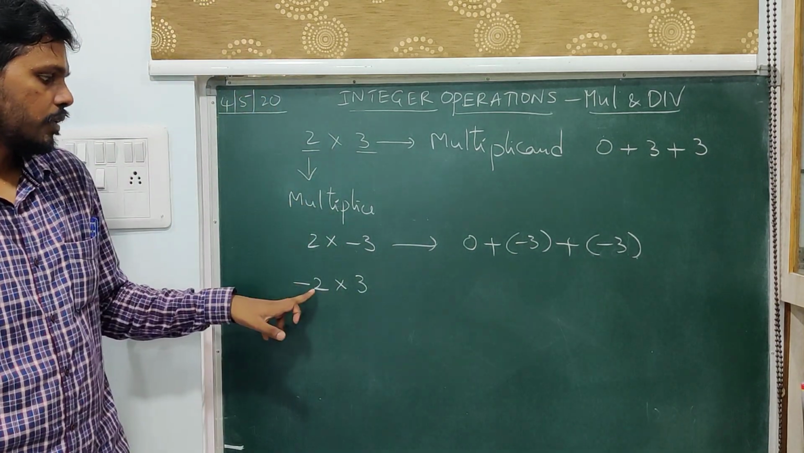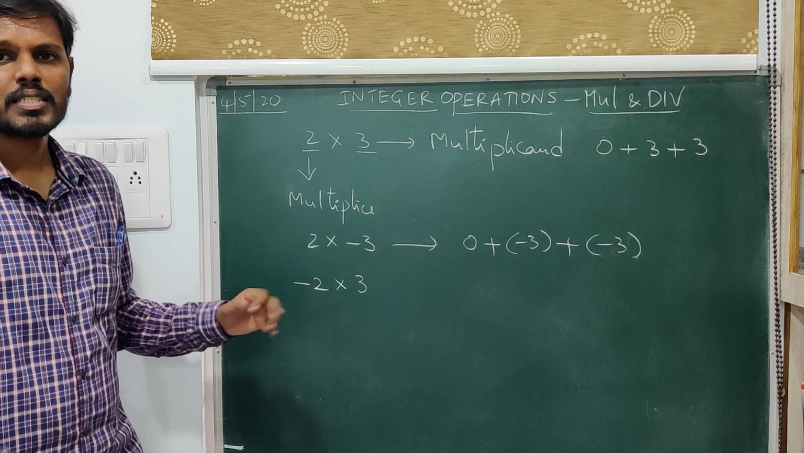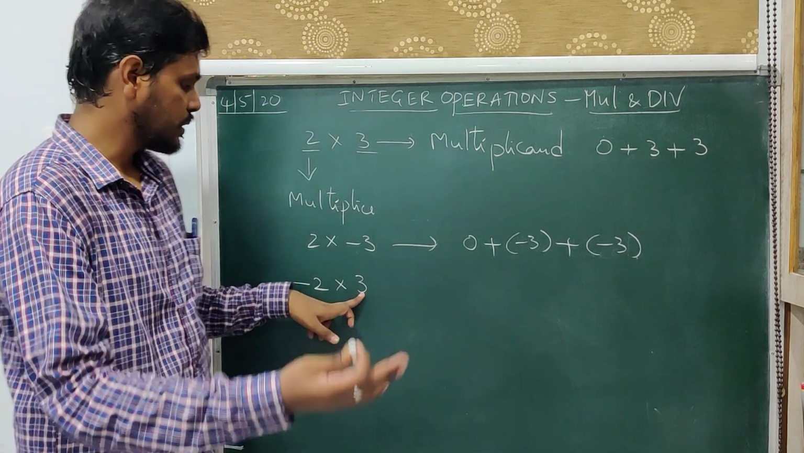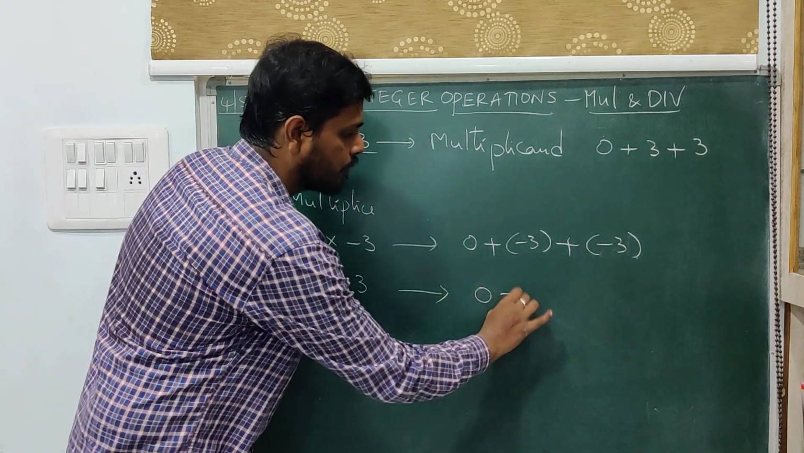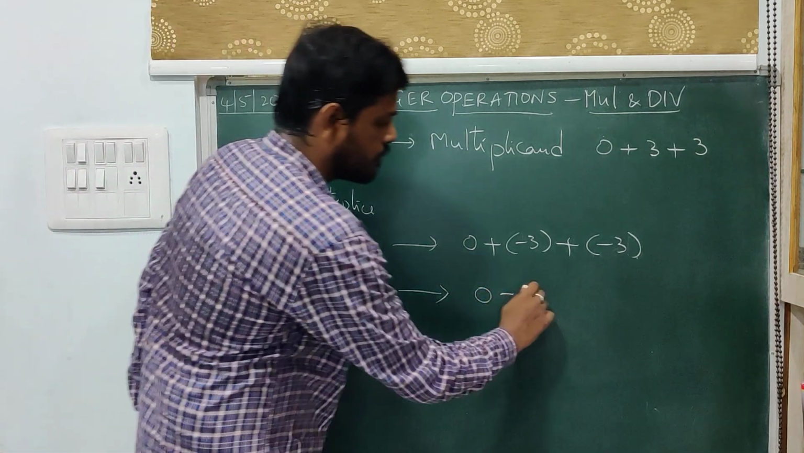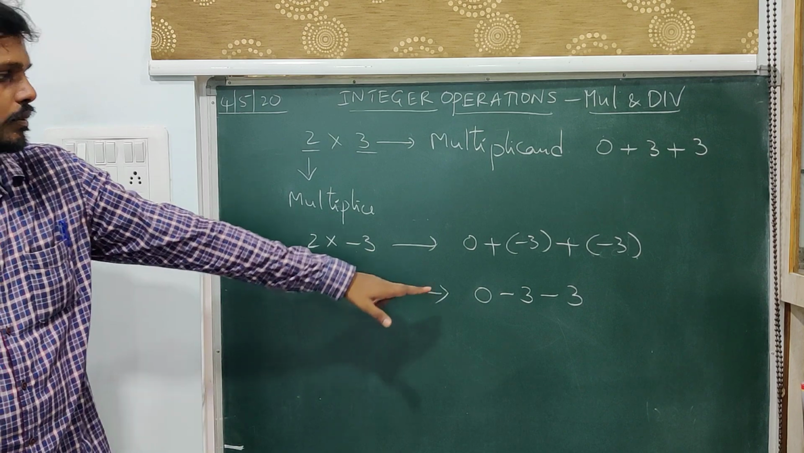To the contrary, whenever we have minus 2, or a negative integer, it means subtraction of that multiplicand that many times. That is, 0 minus, we will be subtracting 3 2 times. So that is the meaning of it.